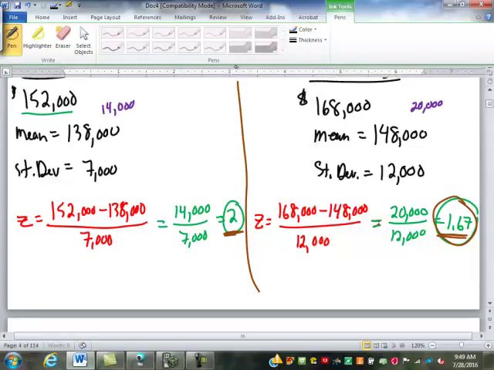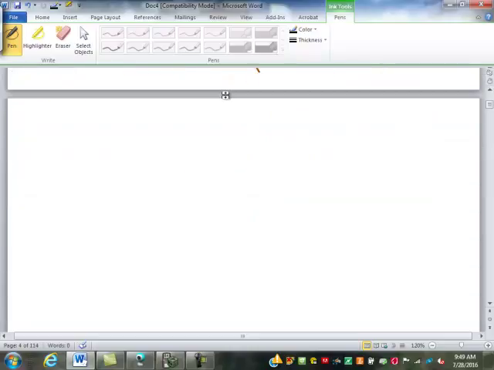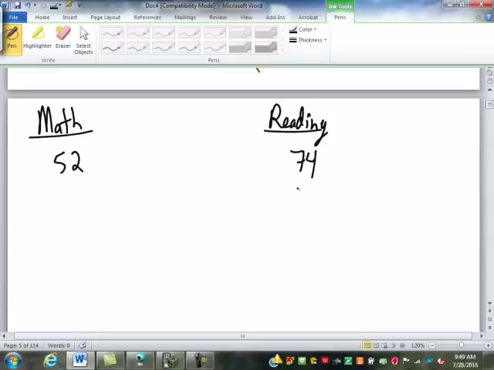So let's go back to your reading and math scores on your tests. We're going to put math first where it belongs. And let's say for math you scored a 52, and for reading you scored 74. But for all people who took the math test, let's say the mean is 72, the standard deviation of 16.